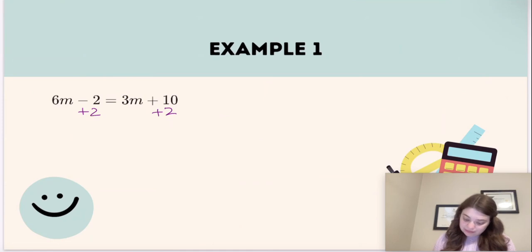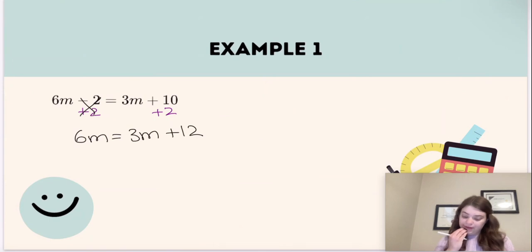If I do that, the +2 and -2 will cancel, and on the left we'll now just have 6m. On the right, we're going to have 3m just from above, and then also plus 10 plus 2, right? 10 plus 2 is 12, so I'll be writing plus 12. So now we've succeeded in our goal of not having any constant terms on the left. The constant term we did have on the left is now gone.